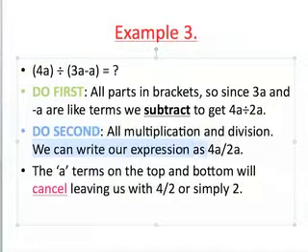And so according to the basic laws of division, we can write our expression as 4a over 2a. And here it becomes quite clear on how we should proceed, because we have a terms on the top and the bottom, and those will cancel. And that leaves us with 4 over 2, or simply 2.